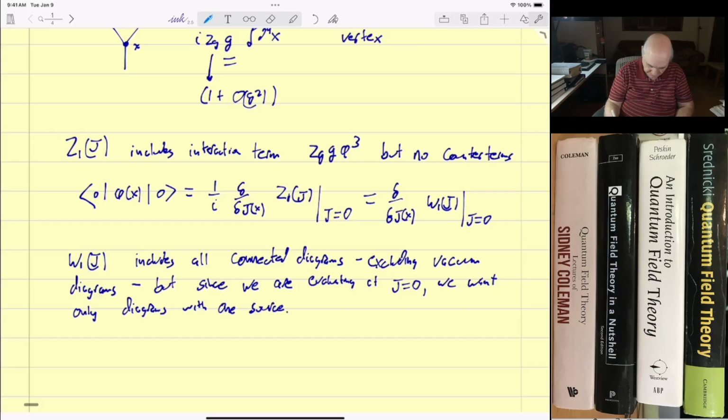So the idea is simple. If we have a connected diagram with two sources, when we apply the functional derivative, that brings us down to one source. But one source, when we set equal to 0, will set that whole diagram equal to 0. So we have to have only one source to start, and then when we take the functional derivative, there are no sources left, so when we set J equals 0, it doesn't affect it.